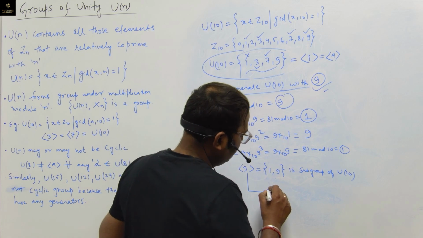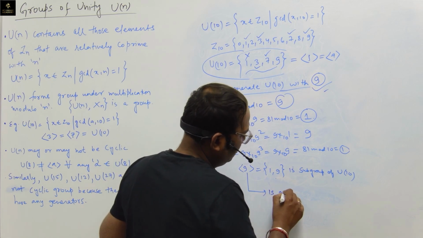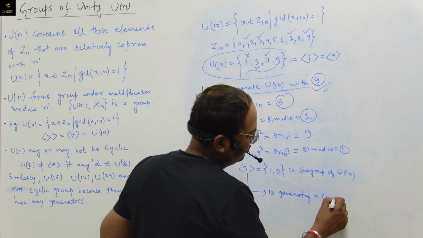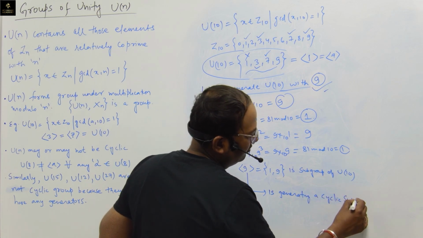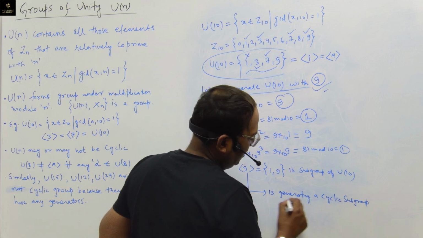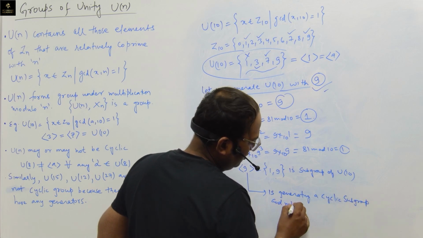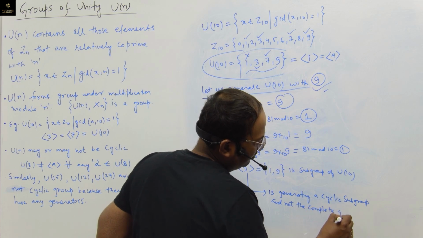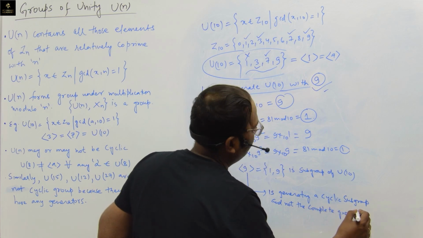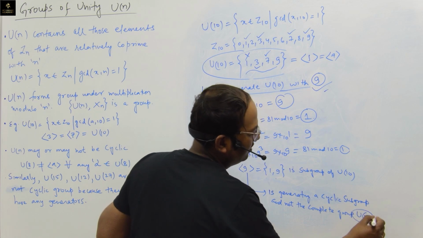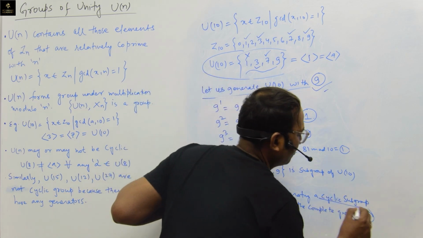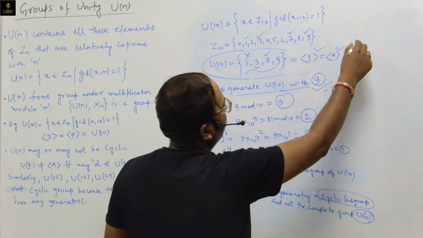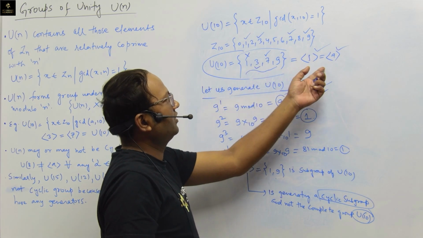So 9 is generating a cyclic subgroup and not the complete group U10. It is not generating U10, rather it is generating a cyclic subgroup. So the generators of U10 are 3 and 7.